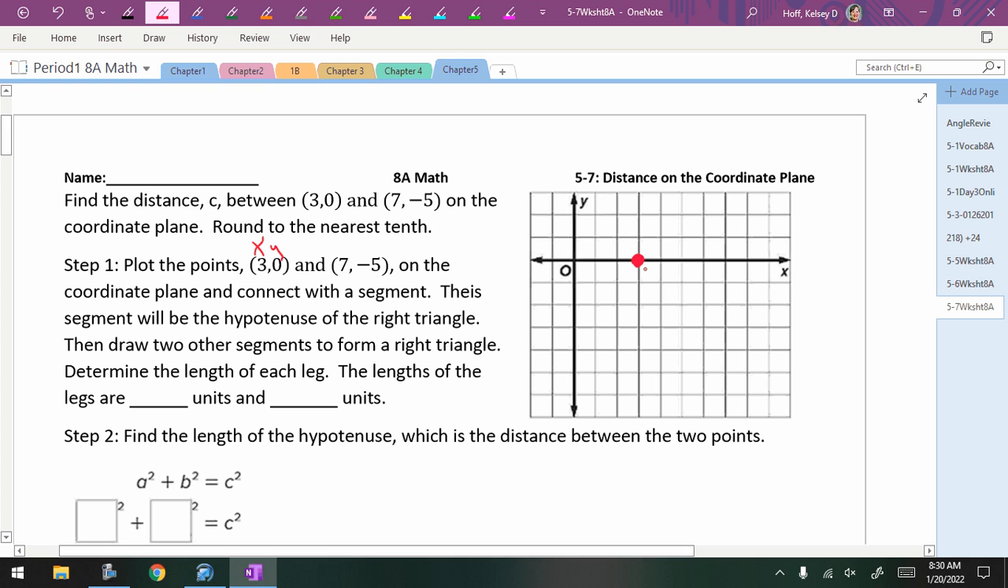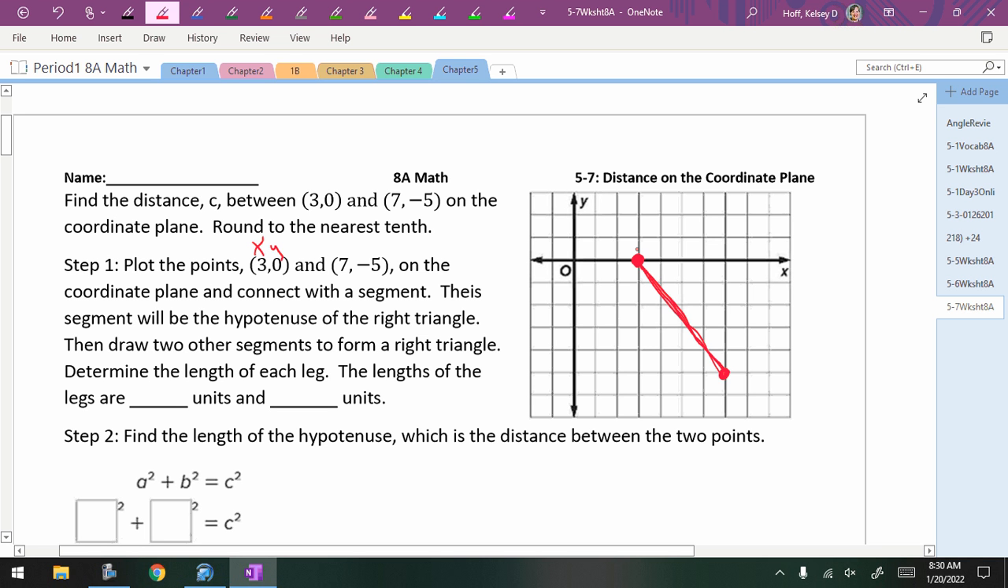Then we need to plot (7, -5). Somebody else tell me how I plot (7, -5). Which direction? Right 7. 1, 2, 3, 4, 5, 6, 7. Down 5. 1, 2, 3, 4, 5. What they want to know is, what is the distance between these two?